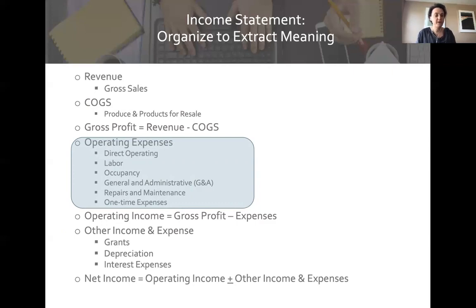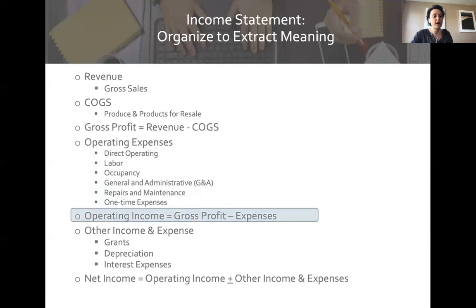And then there are the one-time expenses. Like if you buy a new fence, you're not buying a new fence every year. And if you were to include it in direct operating expenses, it may skew trends, because when we look at our financials, we're going to be looking at trends. So having a separate category for one-time expenses helps to smooth out the other categories.